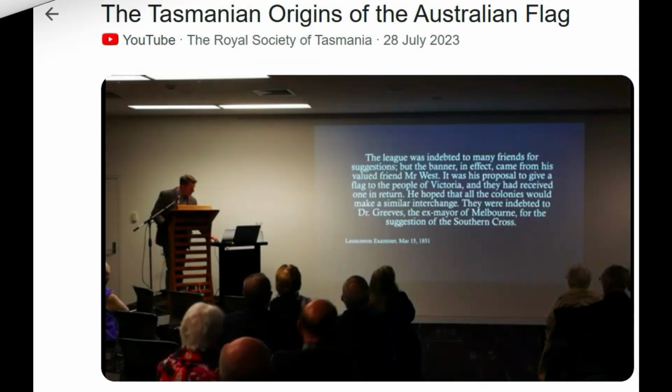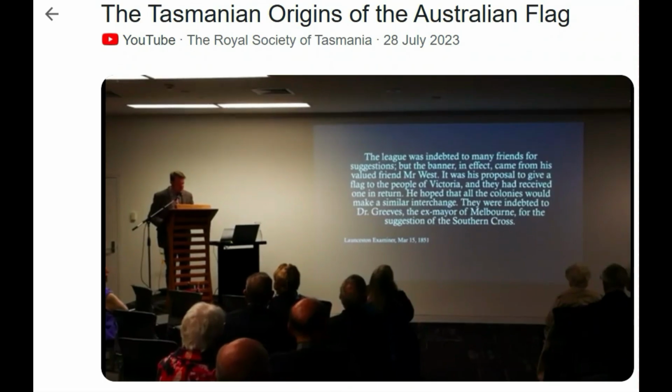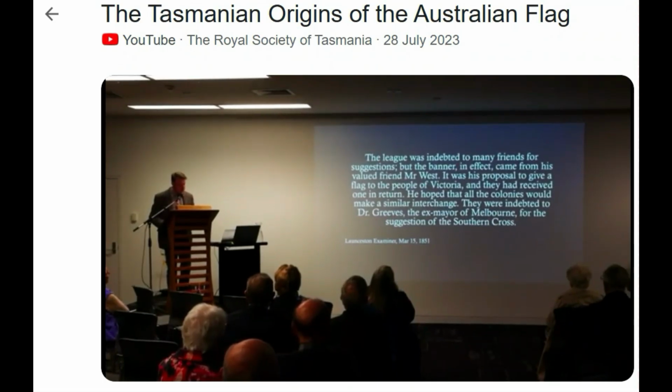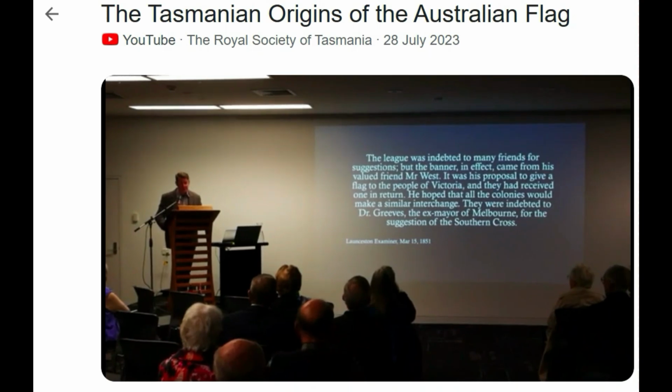To many friends for suggestions, but the banner in effect came from his valued friend, Mr. West. It was his proposal to give a flag to the people of Victoria, and they had received one in return. He hoped that all the colonies would make a similar interchange. They were indebted to Dr. Greaves, the ex-mayor of Melbourne, for the suggestion of the Southern Cross. So this is interesting. It appears to have been West's instigation, but a bit of a committee effort in actually coming up with the design.